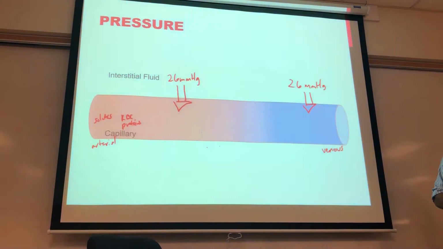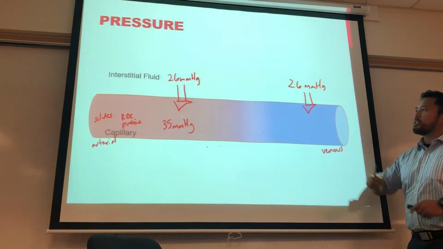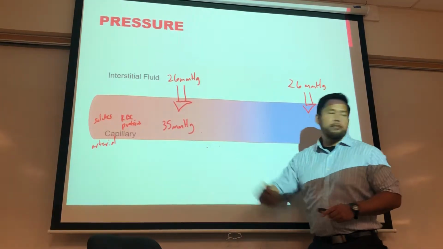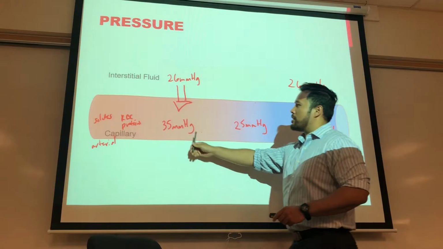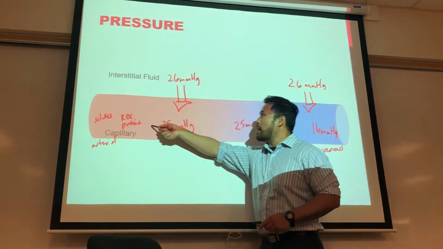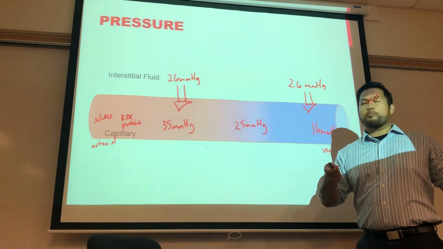The pressure on the arterial side is going to be 35 millimeters of mercury. As that blood flows through the capillary bed, we're going to see a reduction in the pressure. The pressure is going to be 35. By the time it reaches the middle, it's going to be 25 millimeters of mercury. And by the time it makes it towards the end, it's going to be about 16 millimeters of mercury. That's showing that the blood pressure, in this case the blood hydrostatic pressure, drops from the arterial side all the way down to the venous side. The longer blood has to travel through a vessel, the more the pressure is going to drop.